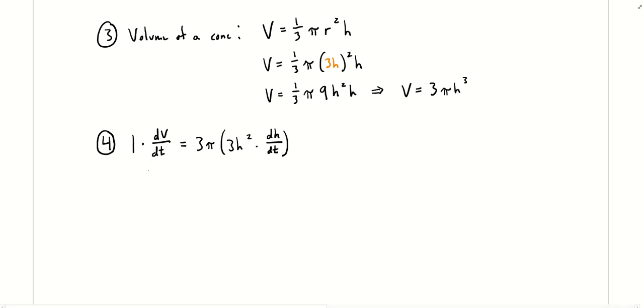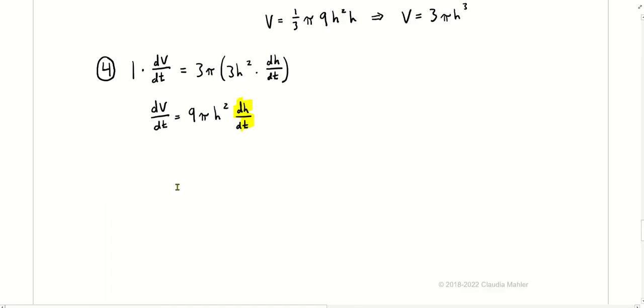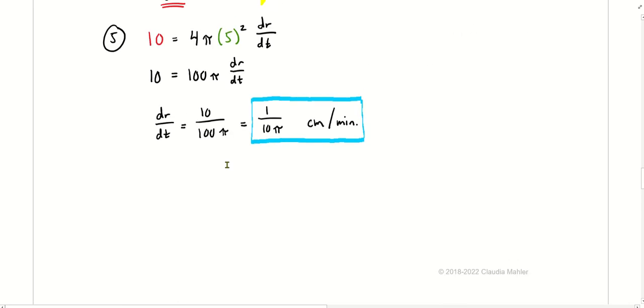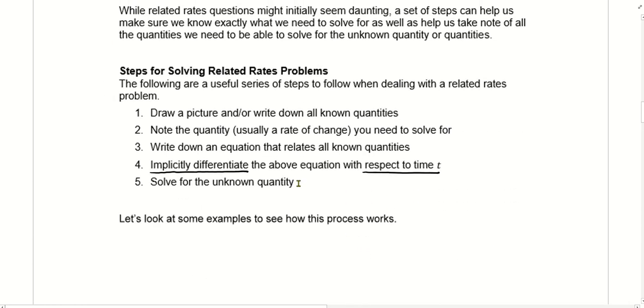So simplifying this a little bit, I have dv dt equals 3 times 3 is 9. 9 pi times h squared times dh dt. And again, this is the quantity I want to solve for. So now I have everything in terms of derivatives here where I've taken the derivative with respect to time. And so in step 5, what we do is we solve for the unknown quantity.